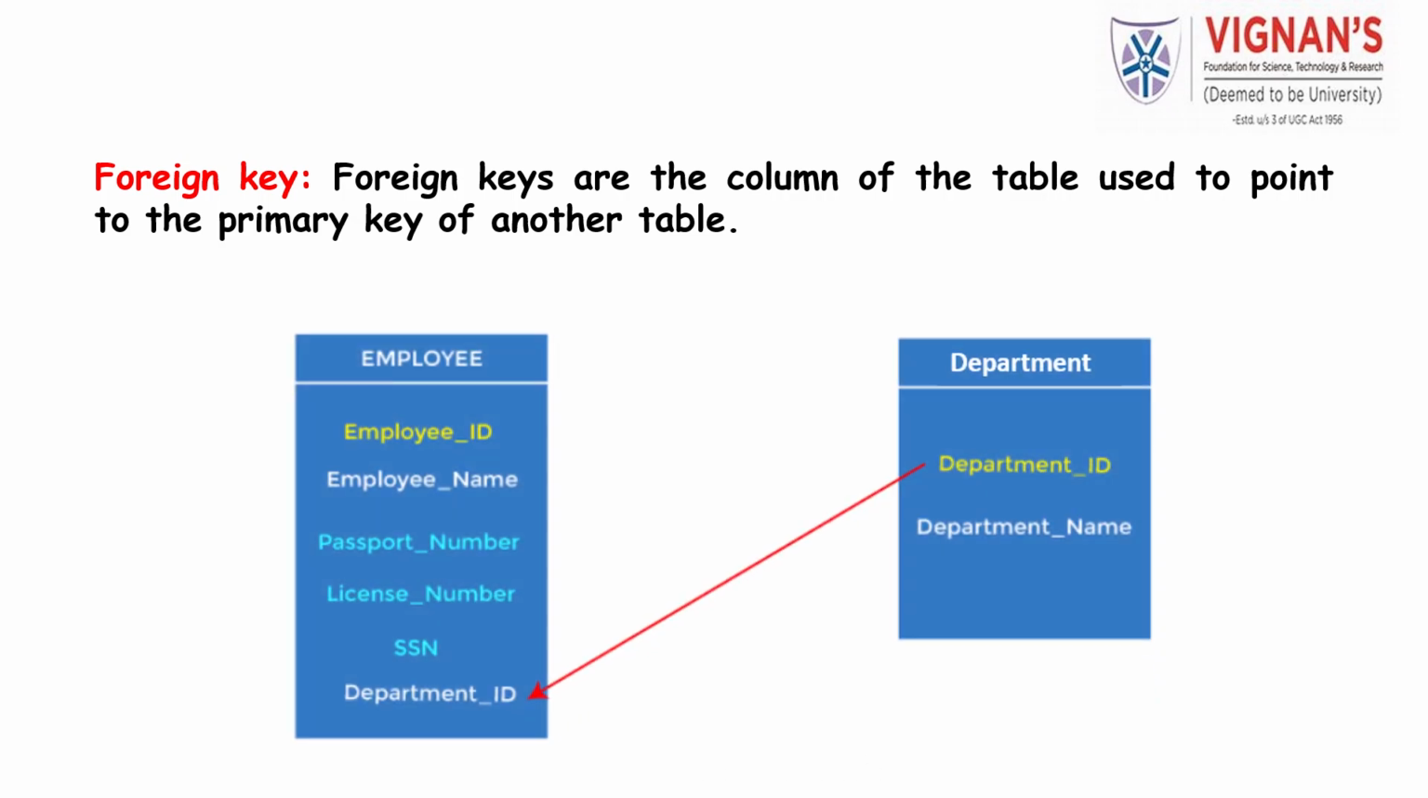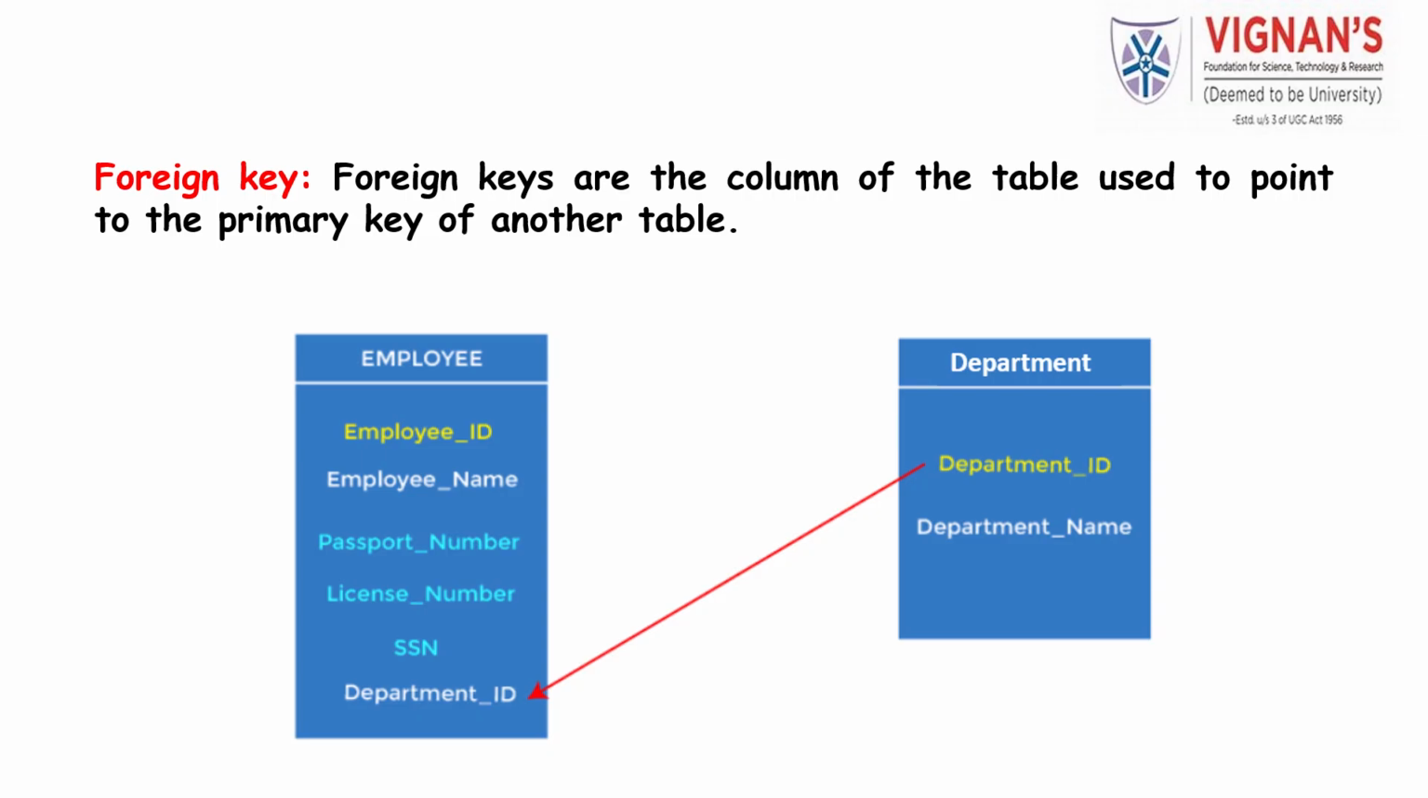For example, in the image, we have two tables: employee and department. The department table has department_ID as its primary key. In the employee table, department_ID is used as a foreign key. This means every employee must belong to a valid department that already exists in the department table.